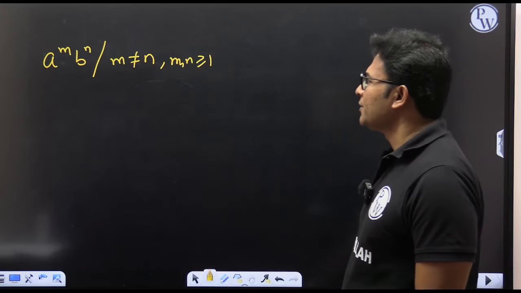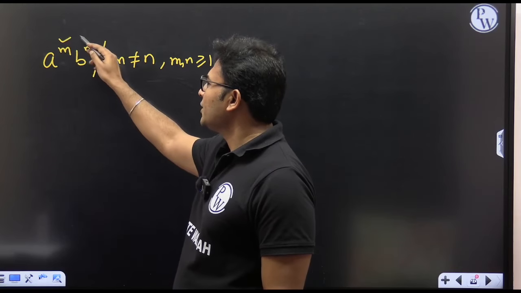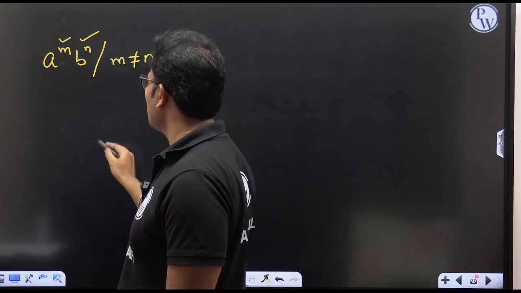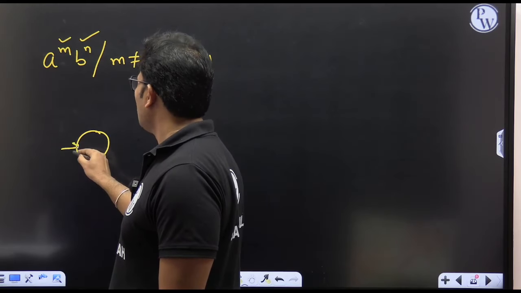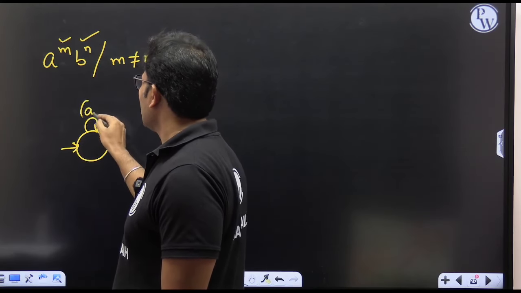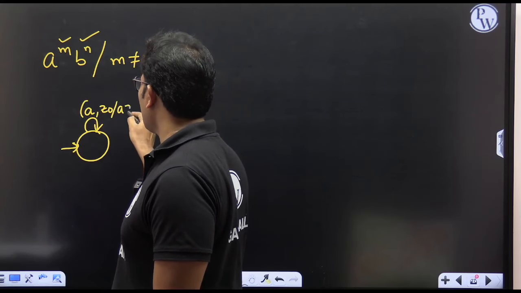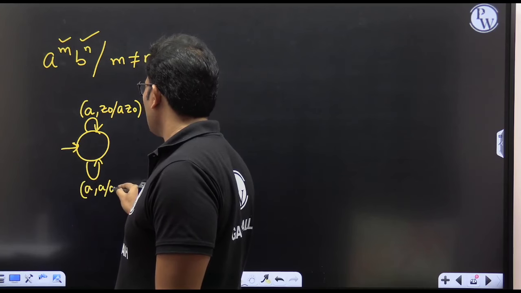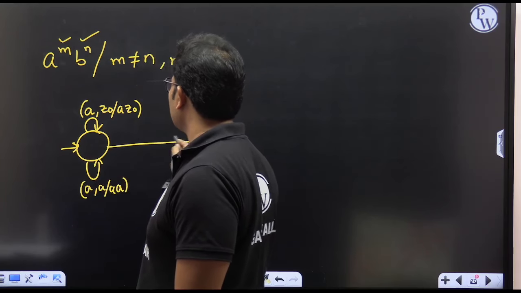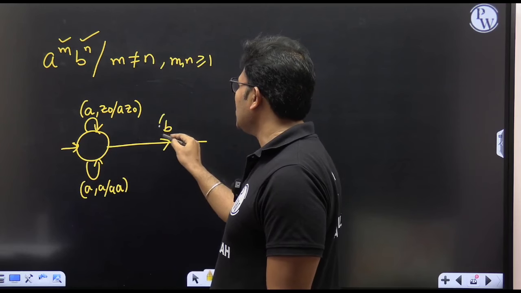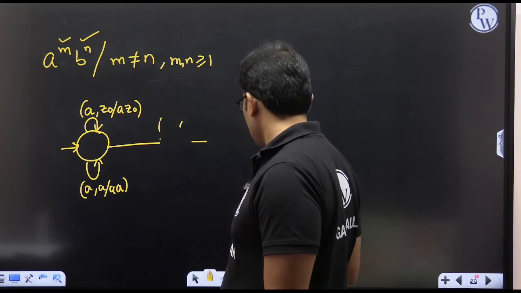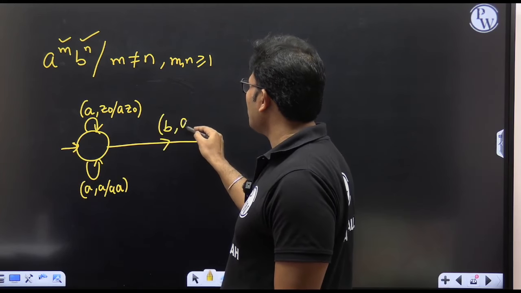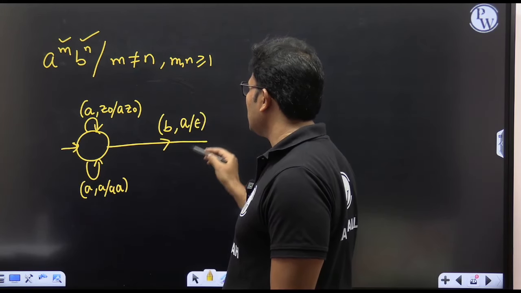So what does this mean? Either A's can be greater or B's can be greater. How are you going to do this? You simply push all A's: for every A on Z0, push A Z0, and for every A you push A. And then when you get a B, you keep popping an A.